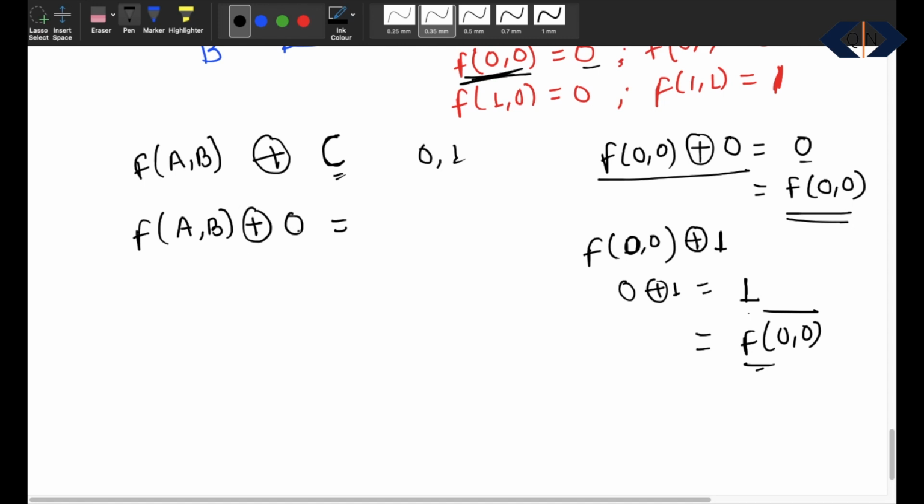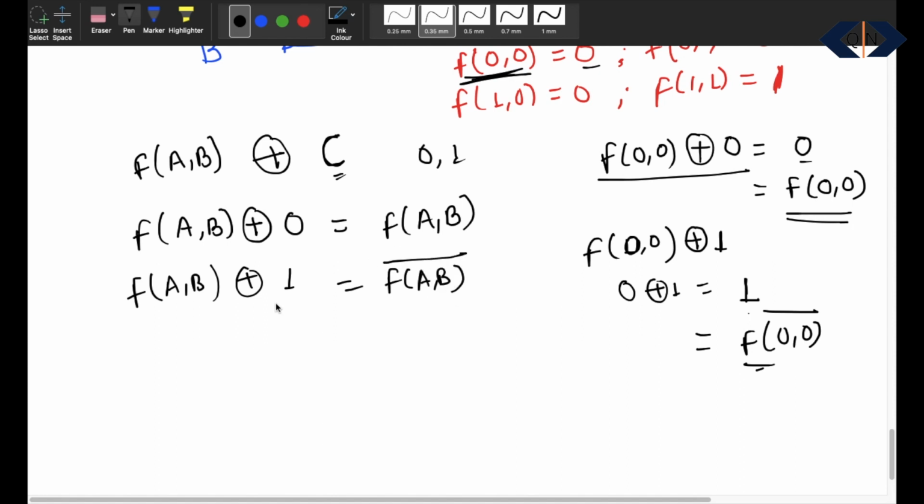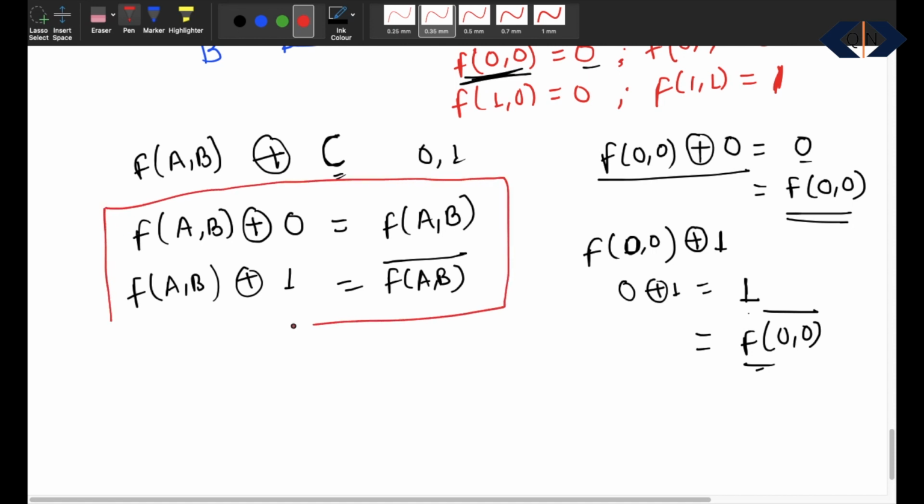So from here we can conclude that if there is a function of A and B and we are XORing it with 0, then it will give us the same result, and if we are XORing it with 1, then it will give the flip of that result. You can test this for other gates also. It will work perfectly fine with the OR gate and others. The function result will be the same.